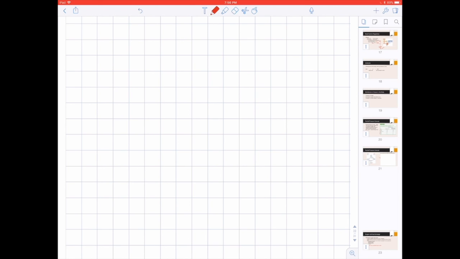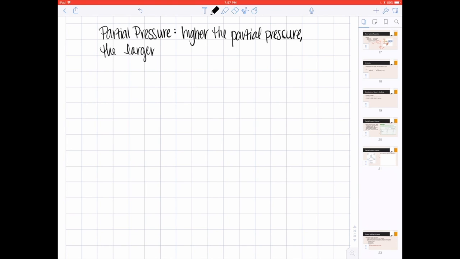Okay, so we're going to start with a blank slate here, and we're just going to write the definition of partial pressure up at the top. Partial pressure, as discussed previously, is very similar to the concentration of a gas: the amount of pressure that a gas is putting on a system. The higher the partial pressure, the larger the amount of gas present. So it's proportional to the concentration.